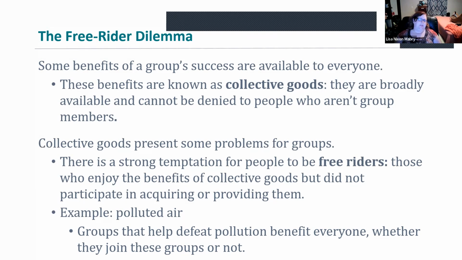Like the person who's assigned a group project, and 3 people in the group are doing their work and then the one person isn't, and the other 3 people just don't have the time or the heart to throw them under the bus, so they get a good grade along with the other 3 people who actually did the work. That's a free rider.